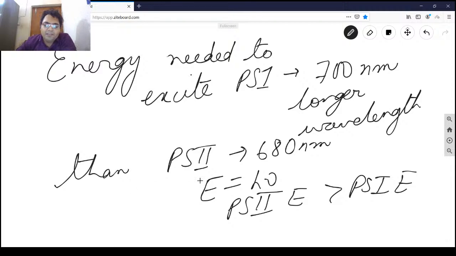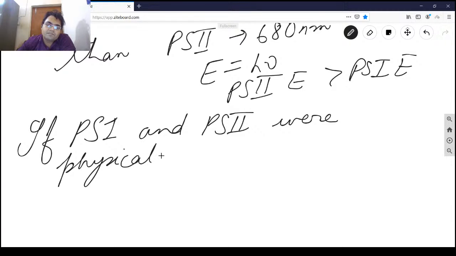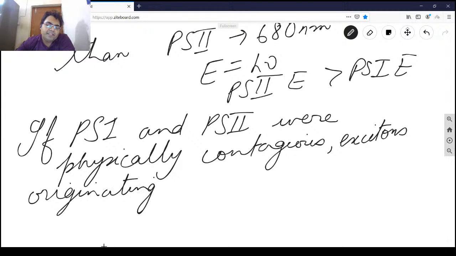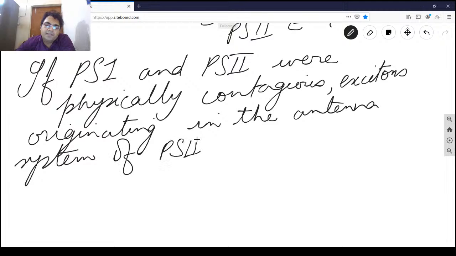So the thing is, I'll write it down for you, this is a very, very critical scientific question for you to ponder: if PS1 and PS2 were physically contiguous, what would happen is excitons originating in the antenna system of PS2 would migrate to the reaction center of PS1.